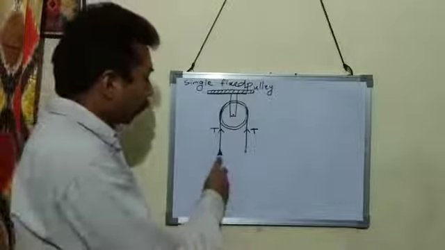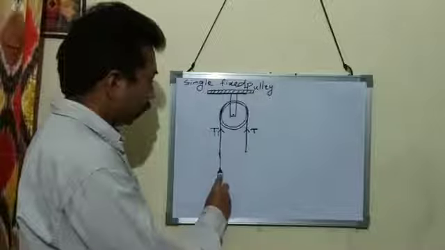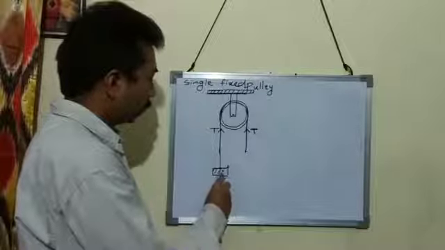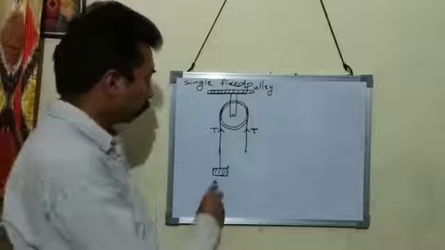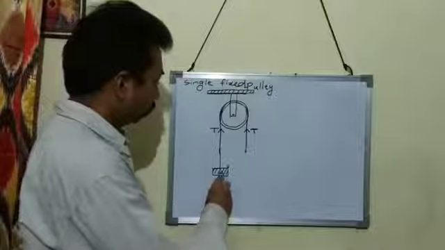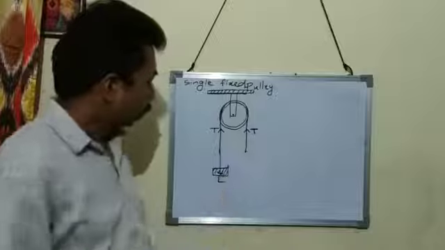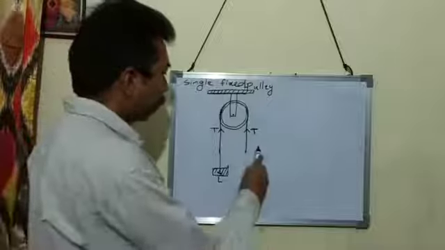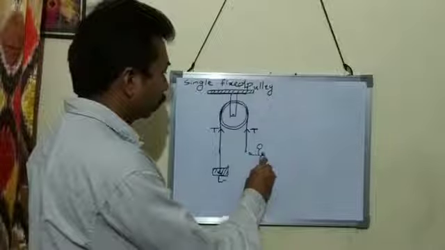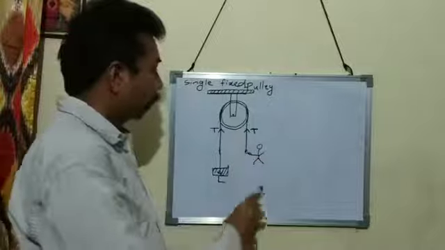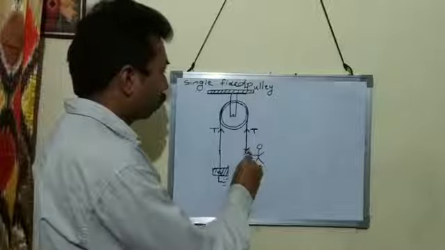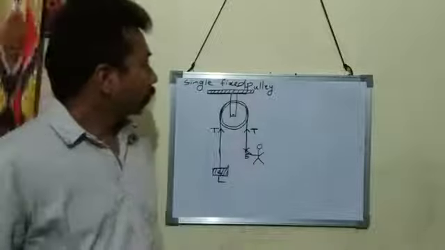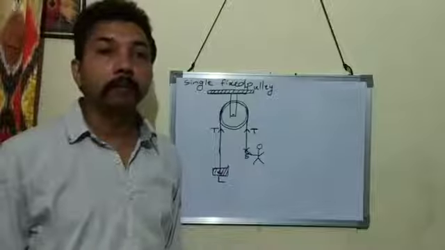Now we attach a load on one end of the string. So this is the load which is acting vertically downward. A load is tied at one end of the string, and on the other end of the string a man is applying a force in downward direction. Effort is applied in downward direction. So this is the diagram of a single fixed pulley.